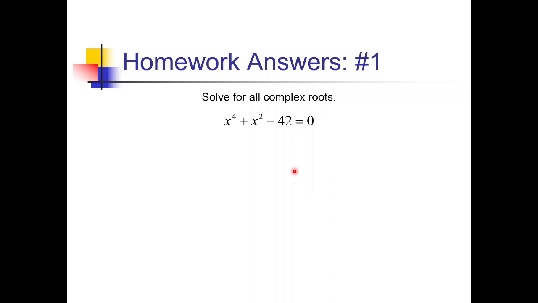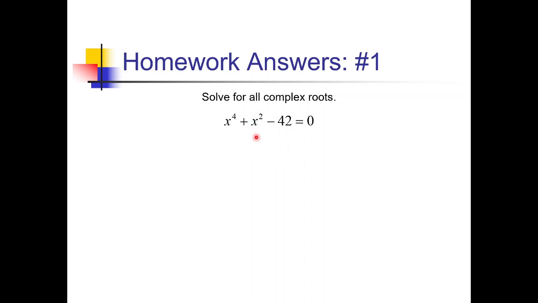For this problem, they want us to solve for all of the complex roots. So let's first see if we can do this by factoring. We've got x to the fourth, x squared, and then a constant. Since the first exponent is twice the second one, and the last term is a constant, this is quadratic form. So we can try to factor this like a regular quadratic using x squared instead of x.